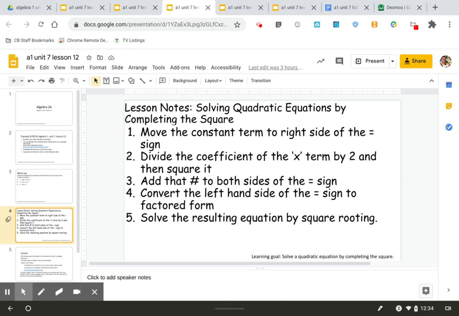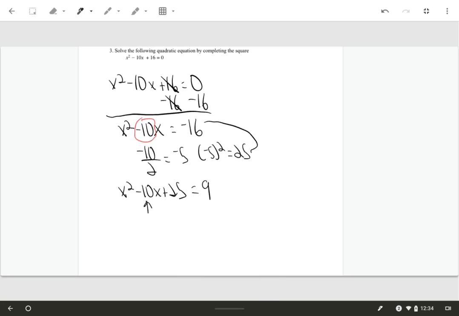Step 4, convert the left-hand side of the equal sign to factored form. So I need to convert this to factored form. That will give me two numbers that add up to negative 10 and multiply to 25. My product is positive, which means that the numbers either need to both be positive or both be negative. In this case, because the sum is negative, the numbers both need to be negative. So the numbers are negative 5 and negative 5. Negative 5 plus negative 5 is negative 10.